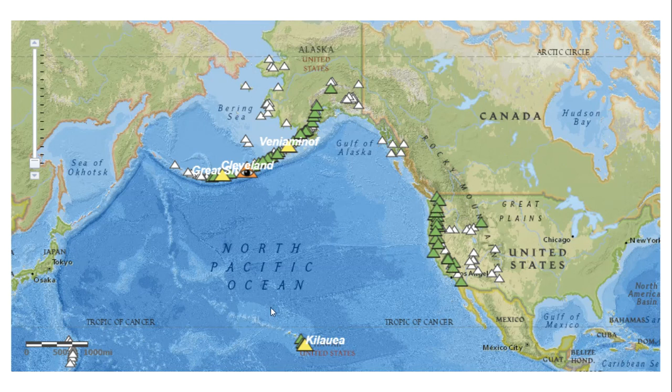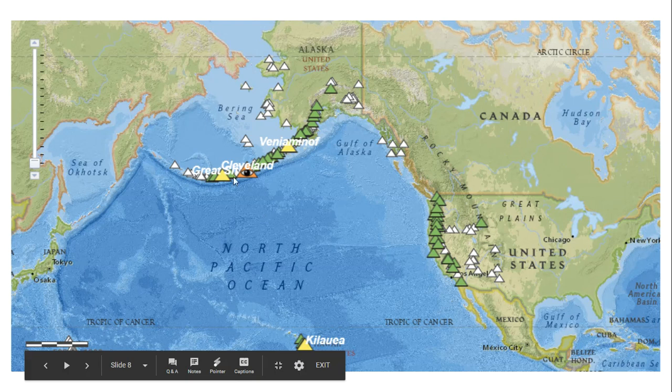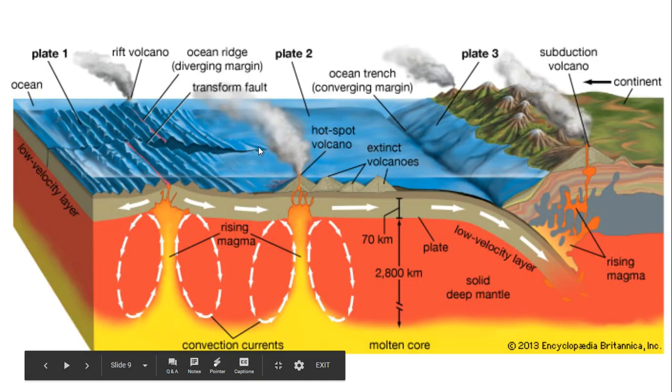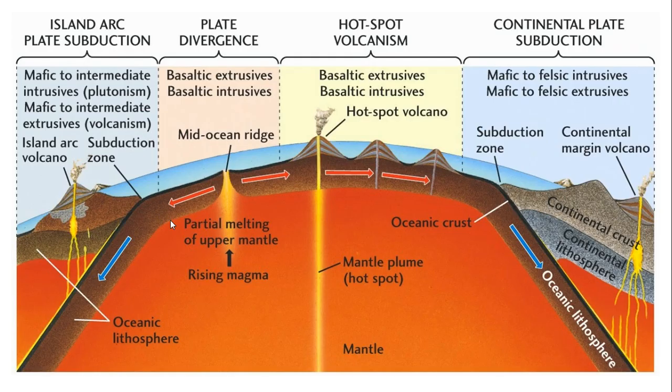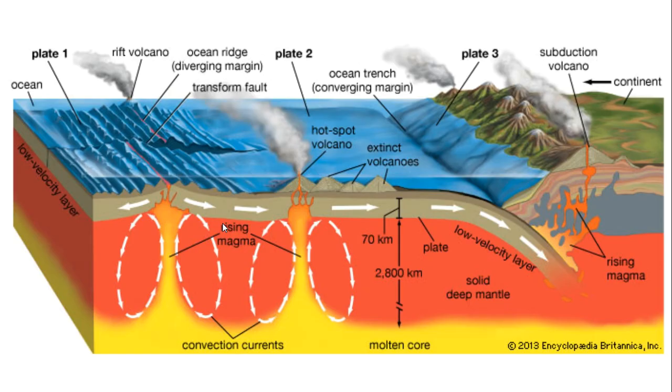Now, of course, we know that Hawaii is a hotspot. These are not hotspot volcanoes, nor are these. These are the result of subduction zones. So that's what you got going on here, right? So you've got some volcanoes that are associated with spreading centers, divergent boundaries, an Iceland situation, or any mid-ocean ridge, really. And then other volcanoes that are associated with hotspots.